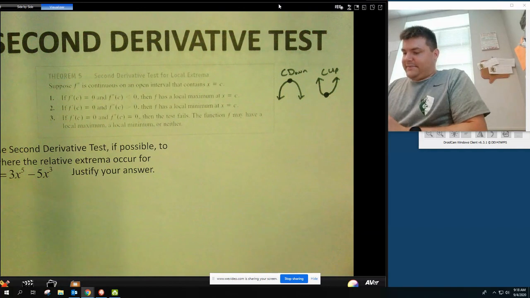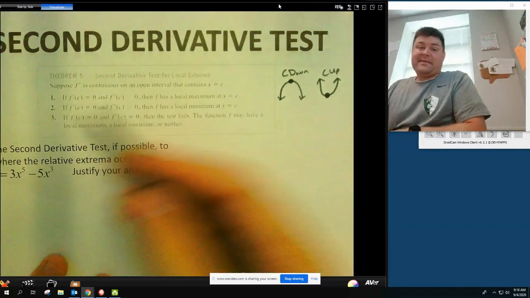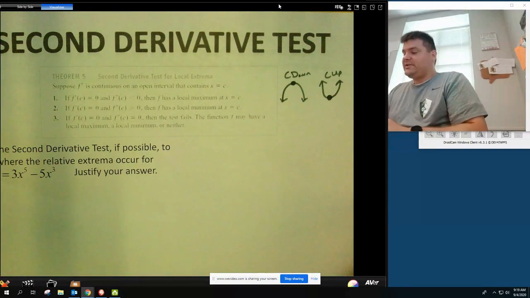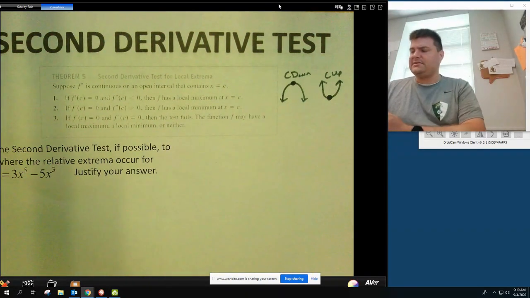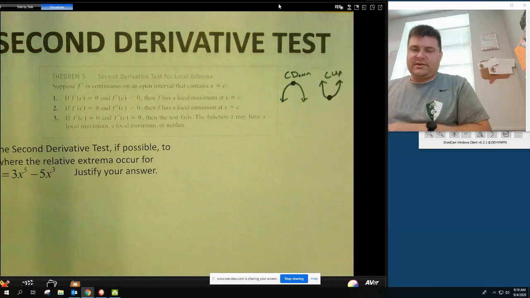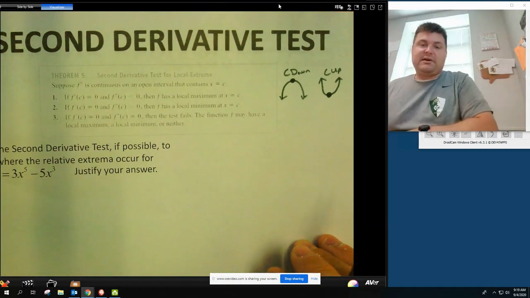Which is why I'm not a big fan of the second derivative test, but if it asks us to use it, we actually do have to go through and use it. It's useful on some problems. It's not useful on others. So let's just get through it, and you'll see me griping about it probably by the end of the problem.